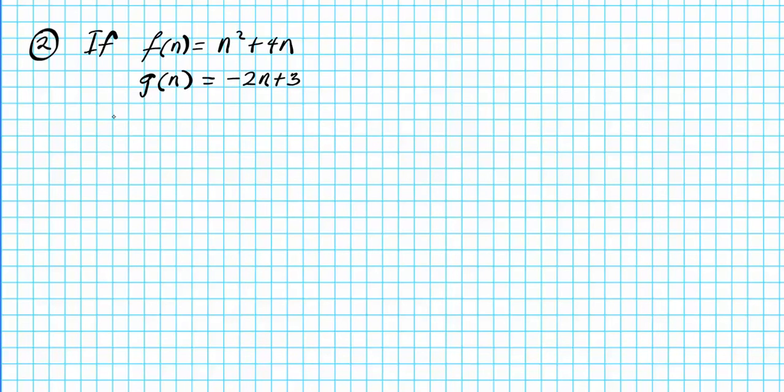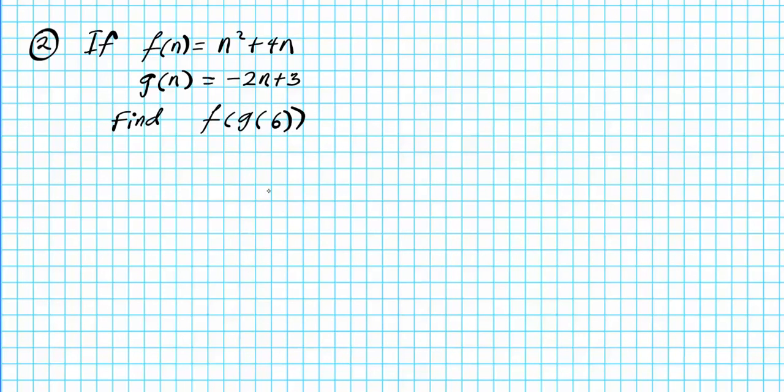All right, let's take a look at question number 2. In this case, we're going to be evaluating a composed function, okay, at a specific input value. So let's say that f of n equals n squared plus 4n, and g of n equals negative 2n plus 3. And the task is to find f composed with g evaluated at the value of 6.